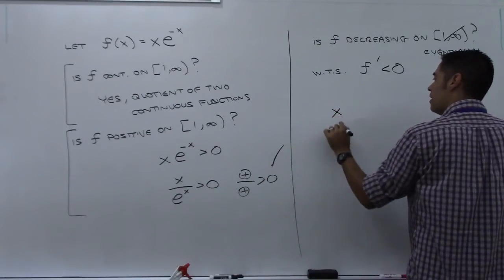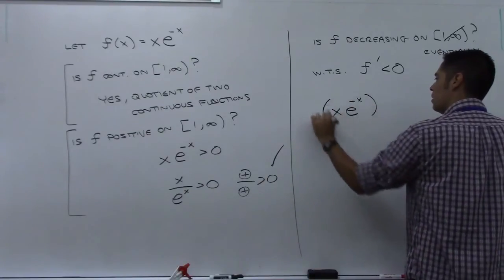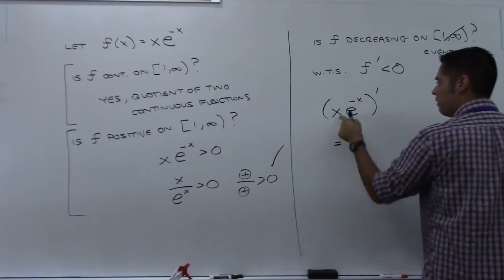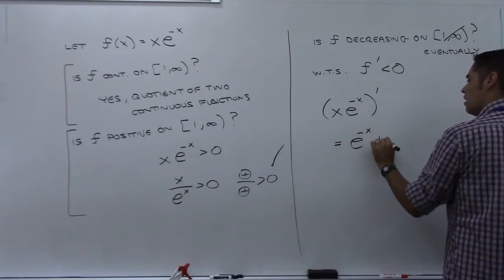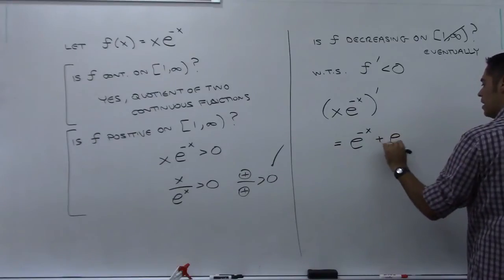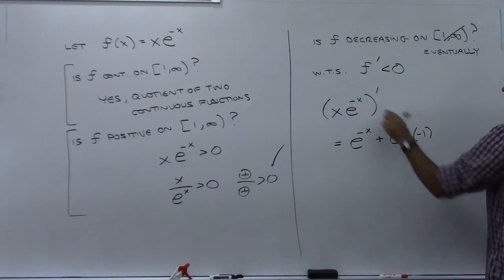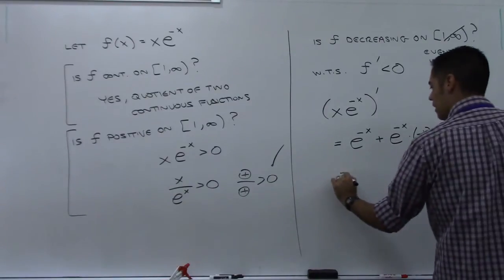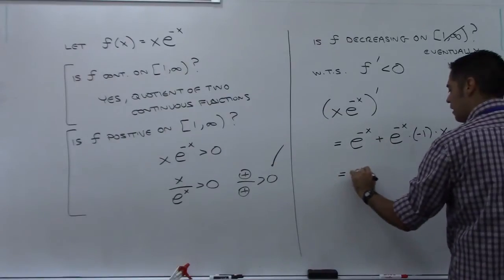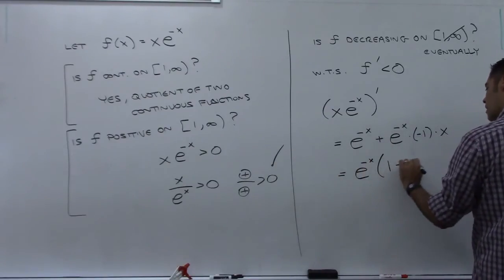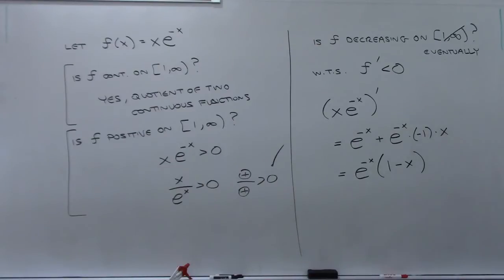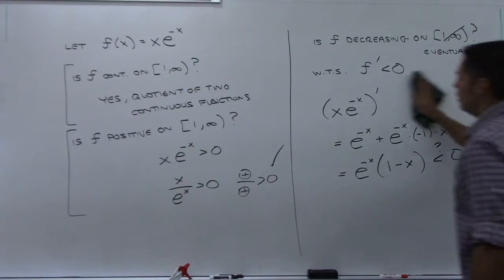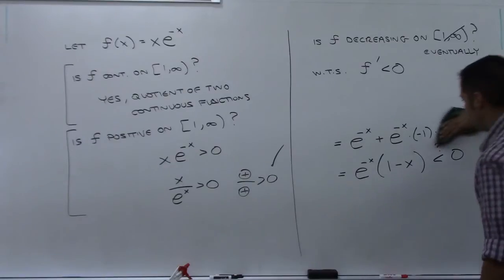So what's the derivative of x e to the negative x? Well, I can use the product rule. Derivative of x is 1 times e to the negative x, plus derivative of e to the negative x, which is e to the negative x, times negative 1, because that's derivative of what's up here, times the x from the front. So we're getting, let's see, I can factor e to the negative x out of both. 1 minus x. So my question is, is this less than 0? So let's check it out. Is that less than 0?